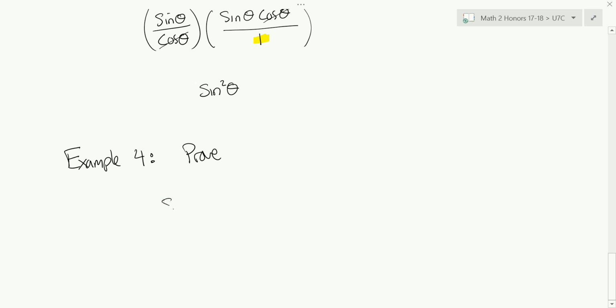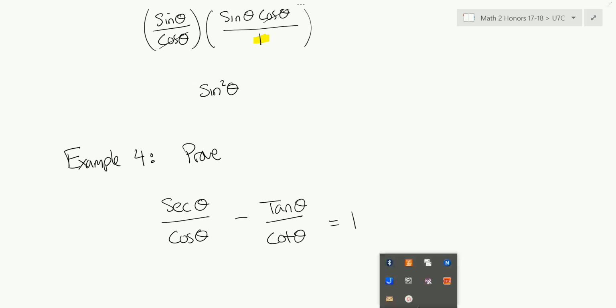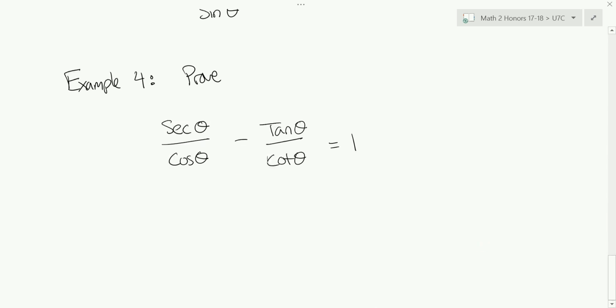Example 4. Prove secant theta over cosine theta minus tangent theta over cotangent theta is equal to 1. Okay, let me give you a little time to try this. See if you can get to it. So secant is 1 over cosine. Cosine, you want to make that a fraction, that's cosine over 1, right? Tangent, sine over cosine.